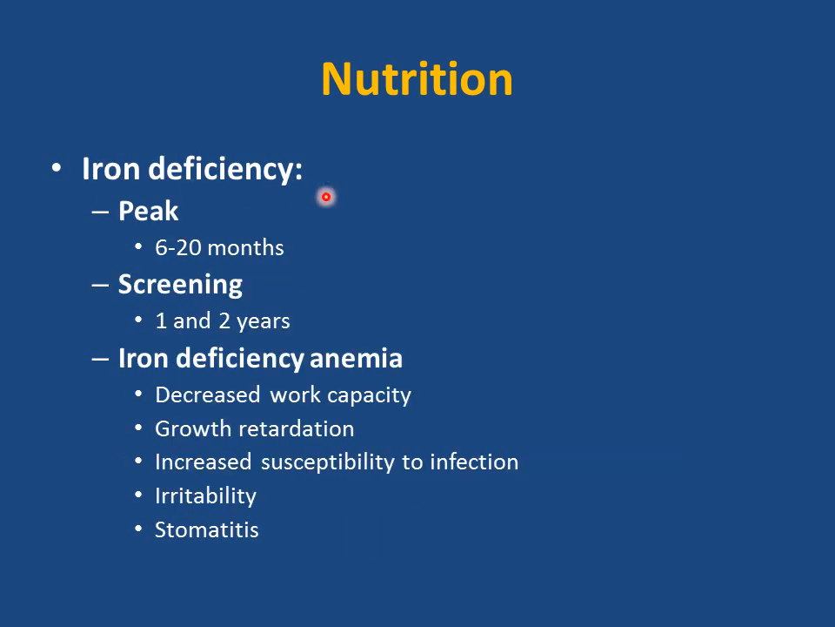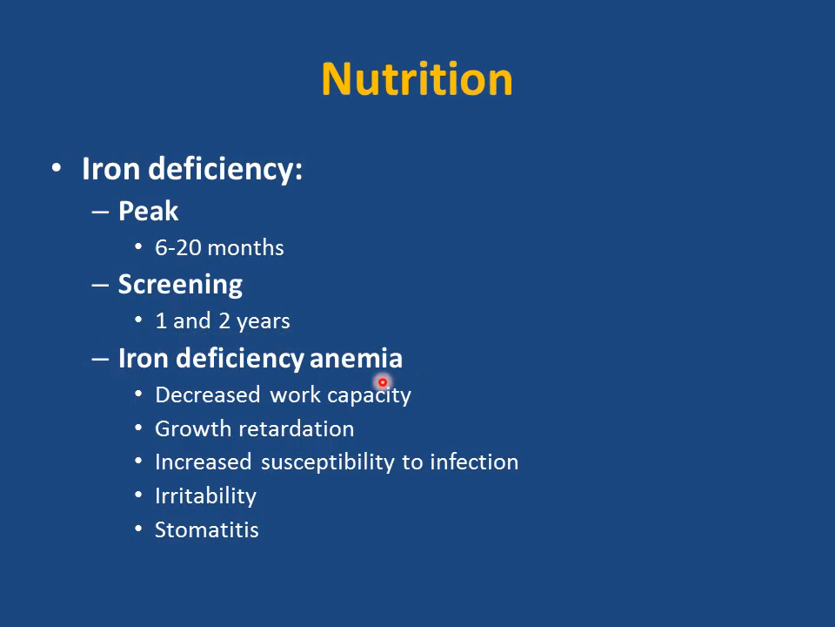Iron deficiency anemia. The peak presentation of iron deficiency anemia is 6 to 20 months of age, especially in exclusively breastfed infants. It is recommended for all full term infants to start iron supplementation at 4 months, and if they are preterm, to start from birth. Screening is recommended at 1 year and 2 years of age. This is the Bright Futures recommendation.